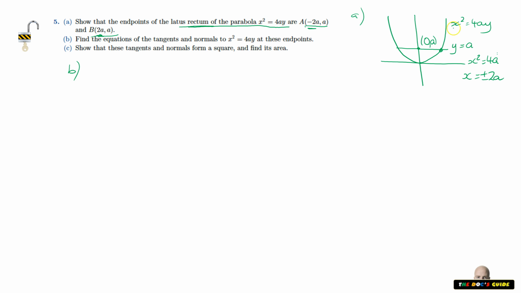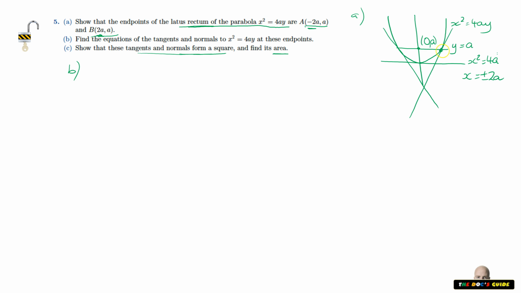So we've got to find the equation of the tangent here, and the tangent here, and the normals, and then we can see in part C, show that they form a square and find its area. So let's just concentrate on finding the equation of the tangents and the normals. So how do we do that? Well, again, remember our process.